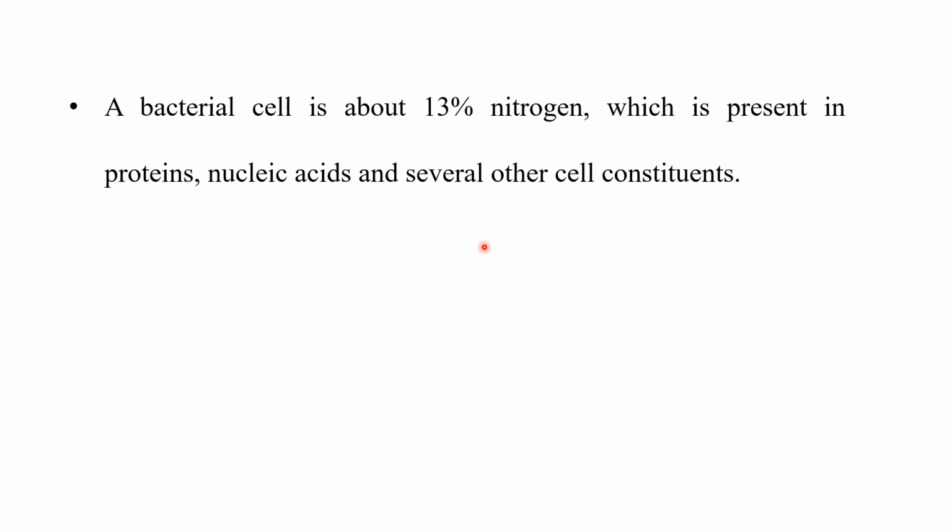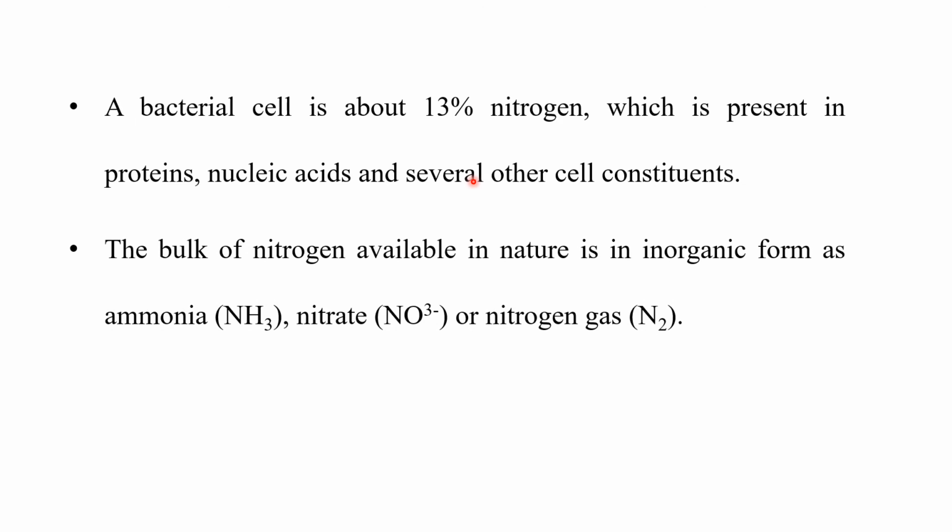As you know, the bacterial cell consists of about 13% nitrogen. Now, why do the cells require nitrogen? This nitrogen is required in the synthesis of proteins, nucleic acids, and several other cell constituents. A bulk amount of nitrogen is available in nature in inorganic form like ammonia, nitrate, or nitrogen gas.